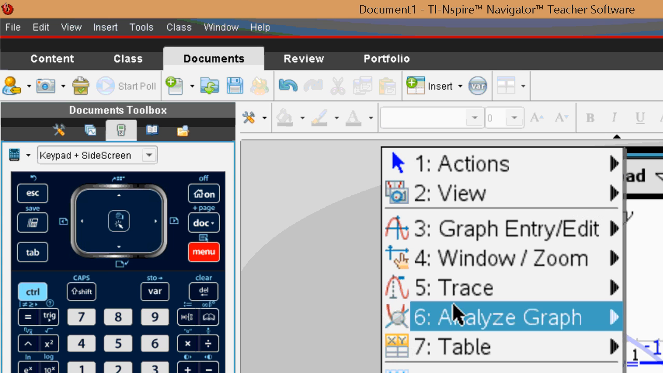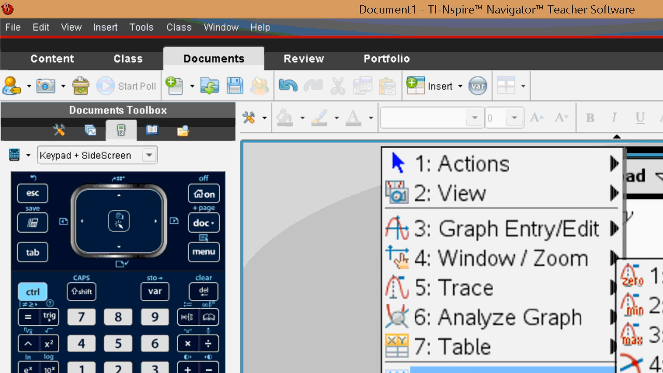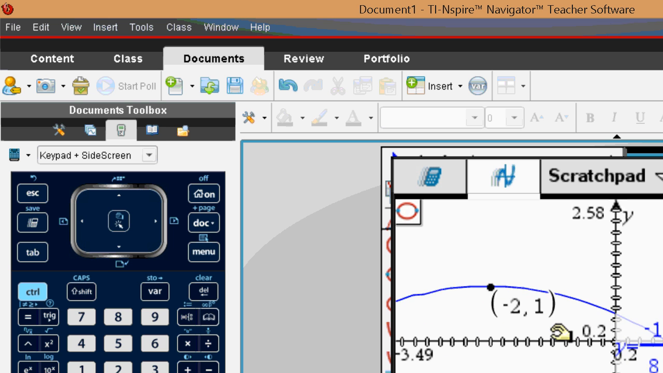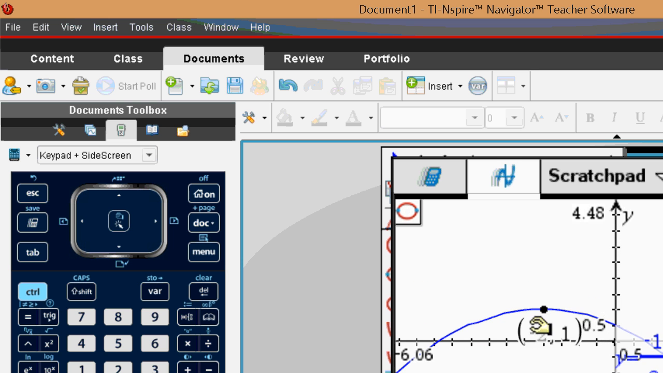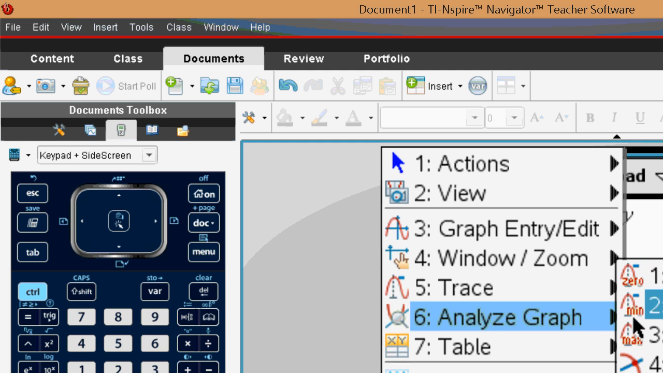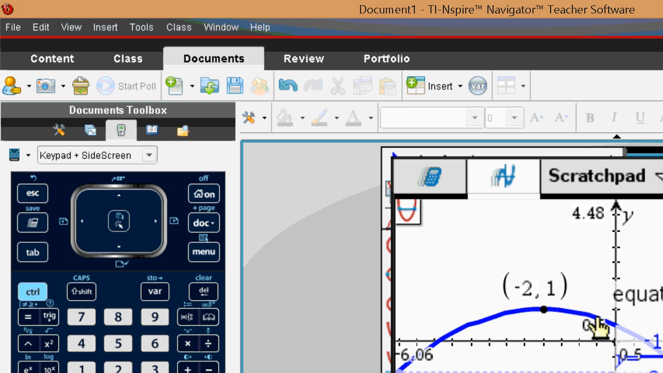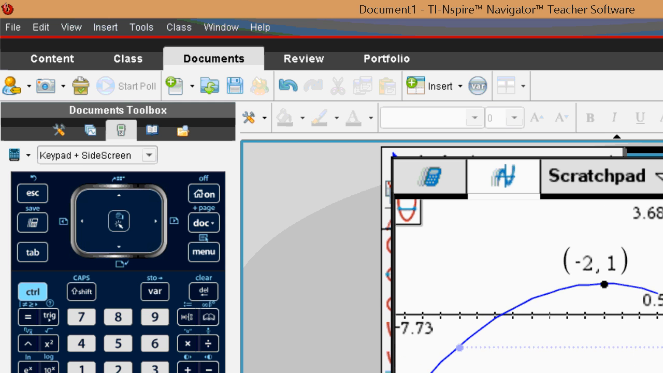So it asks for the vertex and the latus rectum. So I'm going to go C, hit that. There it is. Can't quite get that to move. There it is. And it also asks for the latus rectum. So when I go menu, analyze graph, analyze conic, latus rectum, highlight the shape, it will show us that as well.